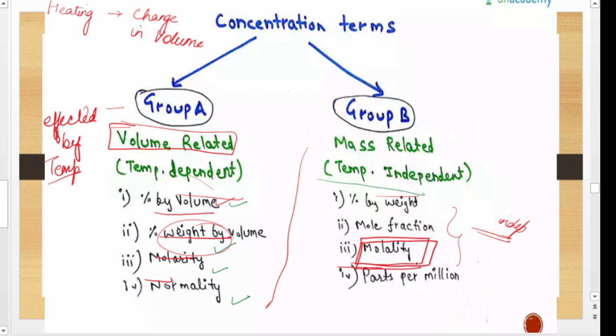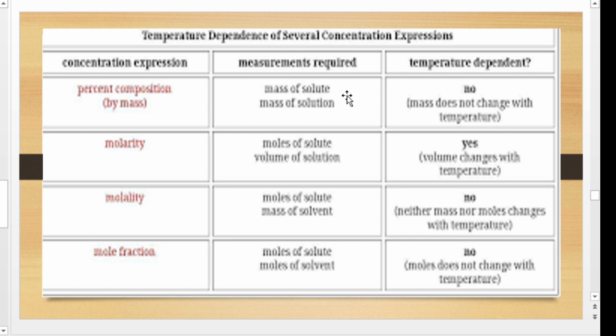So it is better to express concentration with a better concentration term where there will be a difference in temperature during heating or cooling, and that becomes molality. Here is a quick revision of which is temperature dependent. Percentage mass has no volume term, so it is not temperature dependent, whereas molarity has a volume term, so it becomes temperature dependent. Molality again has no volume term, so it is temperature independent, and mole fraction again has no volume term, so it is also temperature independent.